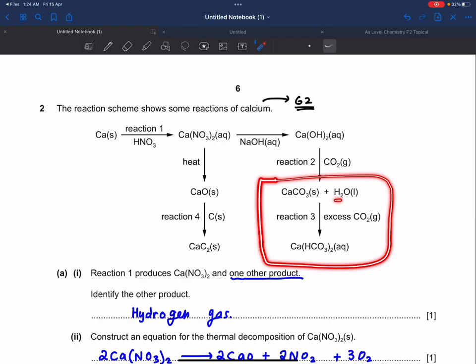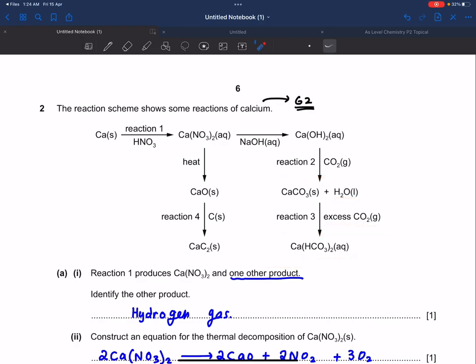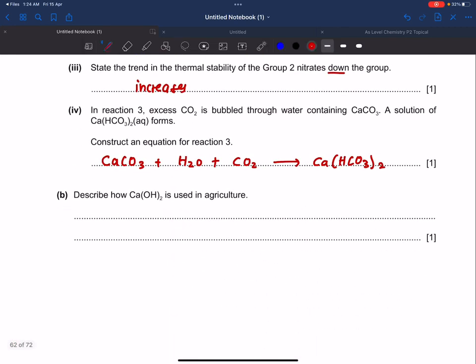calcium carbonate plus water plus excess CO2 will make this compound. We don't know what that compound is. Just write the equation, that's it. And you have to write the state symbols. This is solid, this is liquid, this is gas, and this one is aqueous. How do we know that?